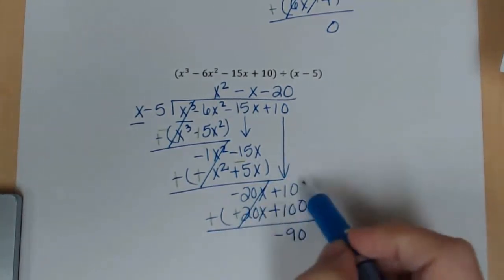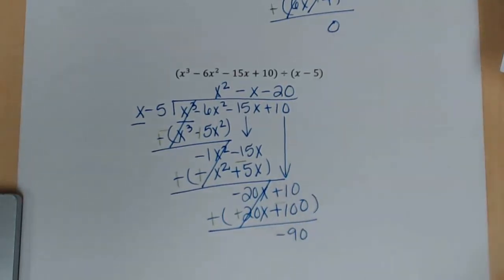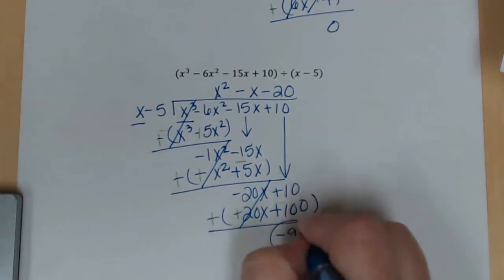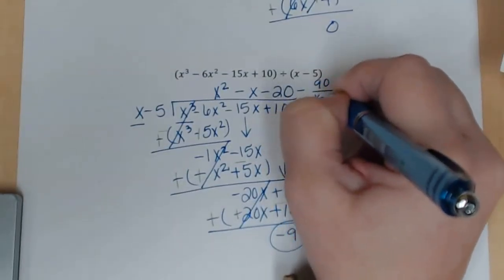So you don't want to just start marking out that last term. It's not always going to be a nice remainder of 0. 0 is bad if it's your bank account, but 0 as an answer is fine. Negative 90 could be the remainder. So I'm going to say minus 90 over x minus 5.